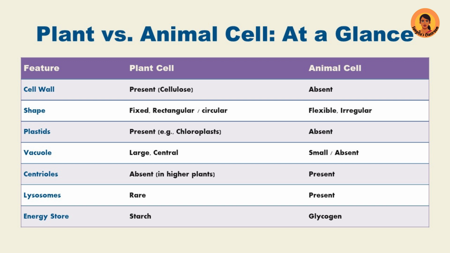Next one, centriole, absent in higher plants, and in the case of animal cells, it is present. Now lysosome, very rare in plant cells, but it is present in animal cells. Now energy storing molecule is starch, and in the case of animal cells, it is stored as glycogen.